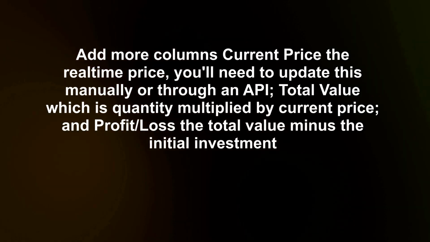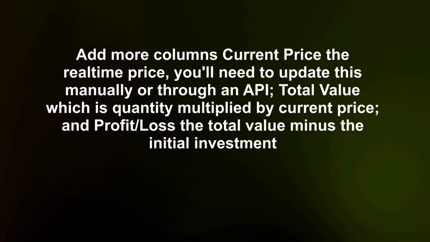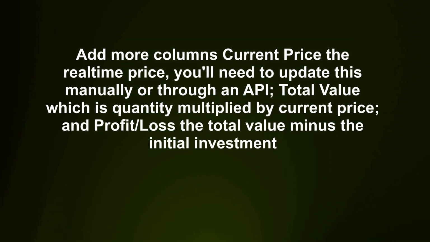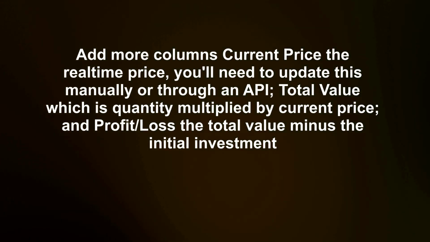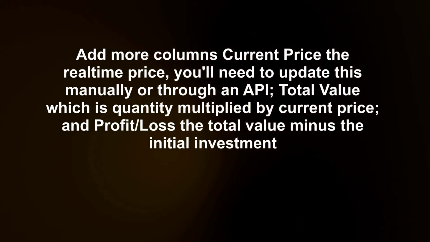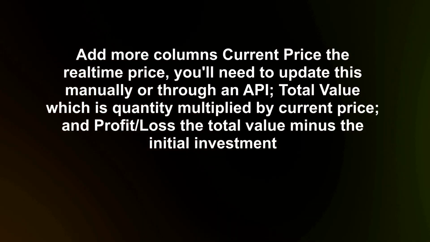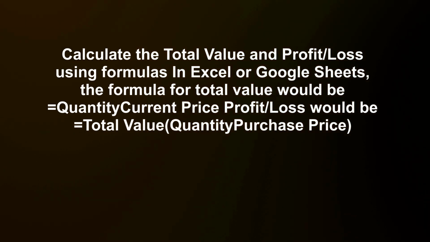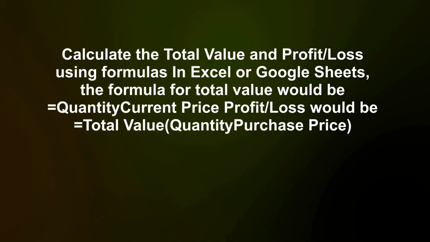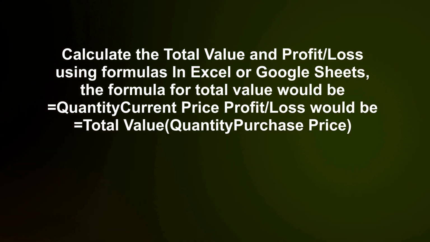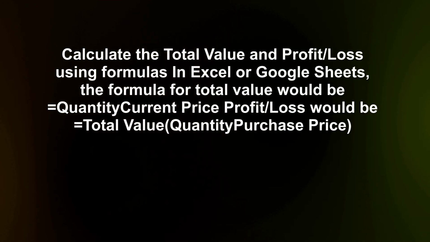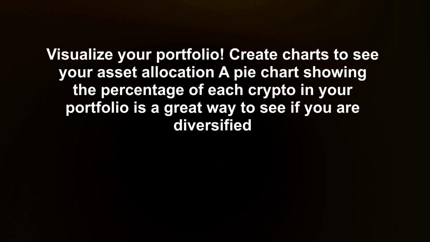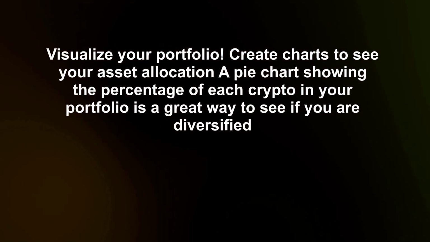Add more columns: current price, the real-time price. You'll need to update this manually or through an API. Total value, which is quantity multiplied by current price. And profit/loss, the total value minus the initial investment. Calculate the total value and profit/loss using formulas in Excel or Google Sheets. The formula for total value would be equals quantity times current price, profit/loss would be equals total value minus quantity times purchase price.